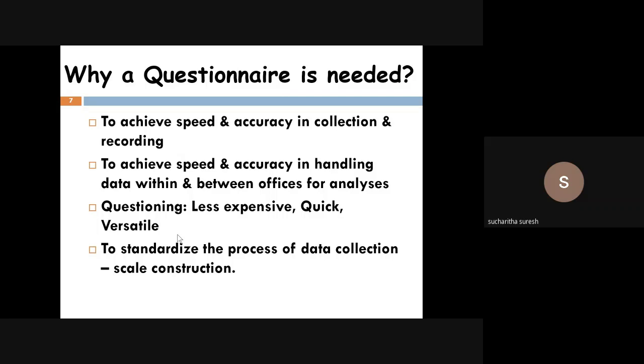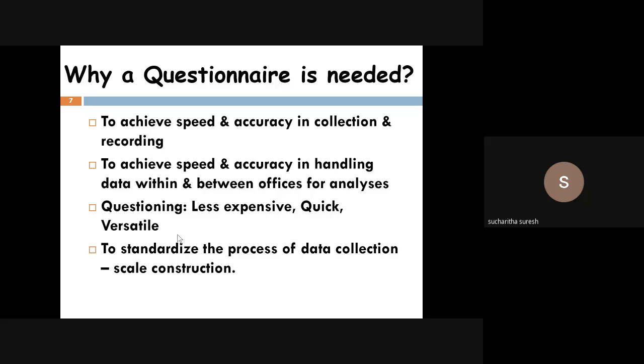After that, the questionnaire will undergo thorough reliability and validity checks, all proper statistical methods. And then finally, some questions remain. Those questions only will be used to measure certain traits. Okay, that's called standardization, or scale construction.